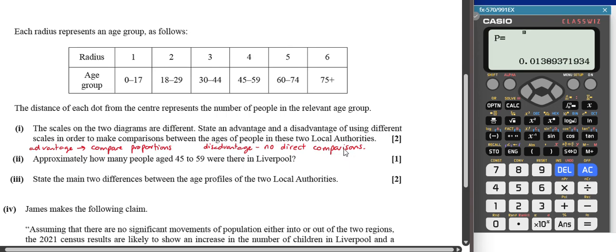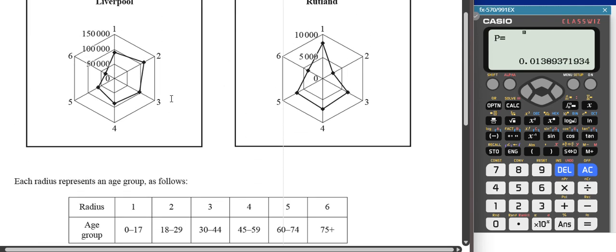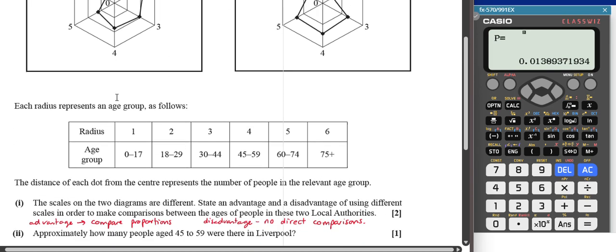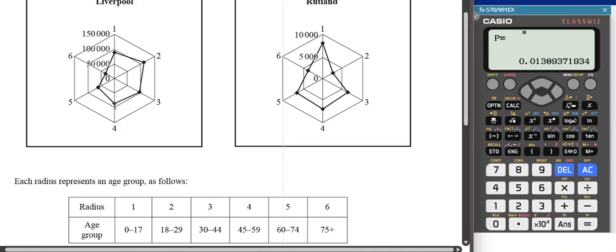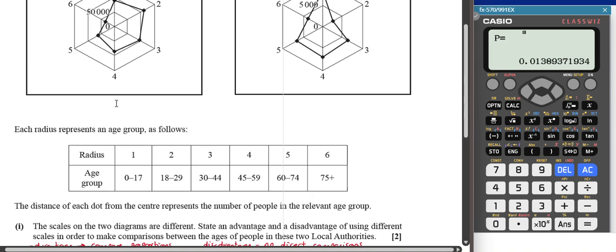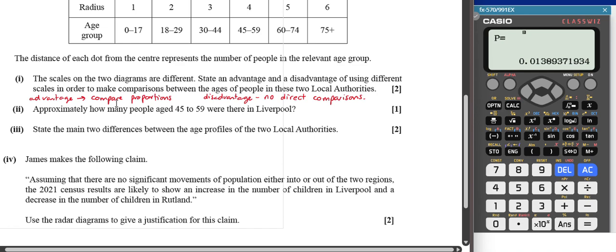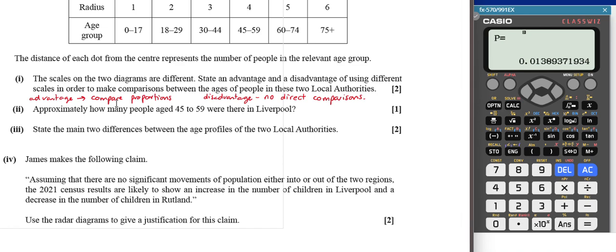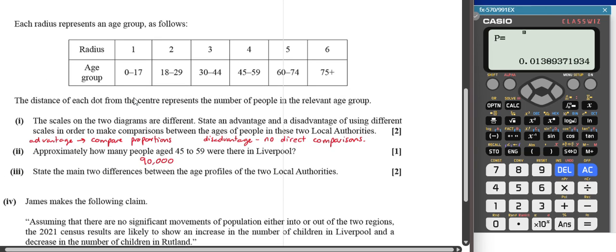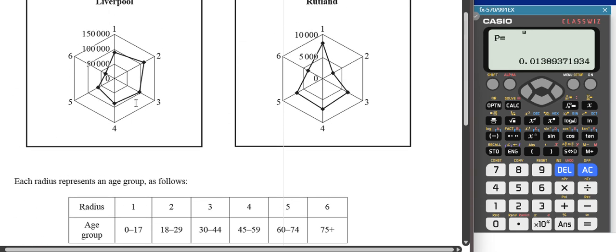Approximately how many people aged 45 to 59 were there in Liverpool? So that is radius 4. I think that's just less than 100,000. So I would be saying something in the region of about 90,000 people. State the main two differences between the age profiles of the two local authorities. So what have we got?